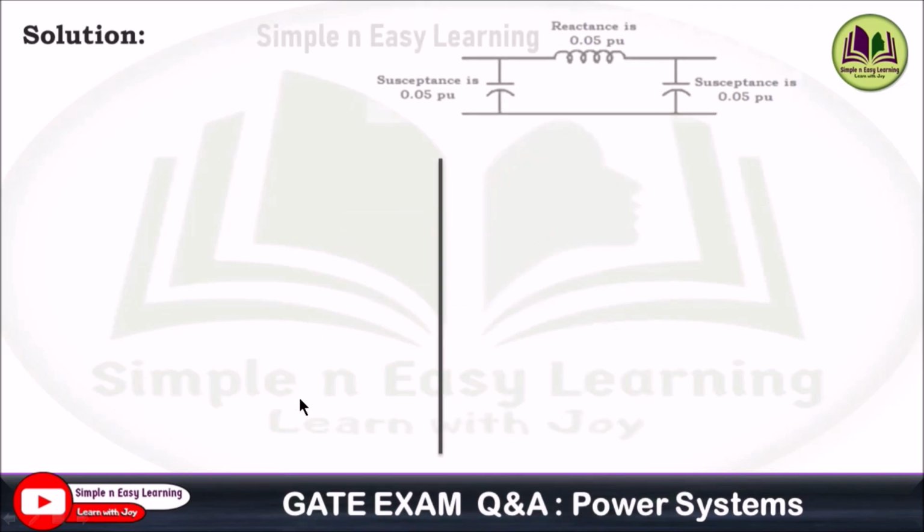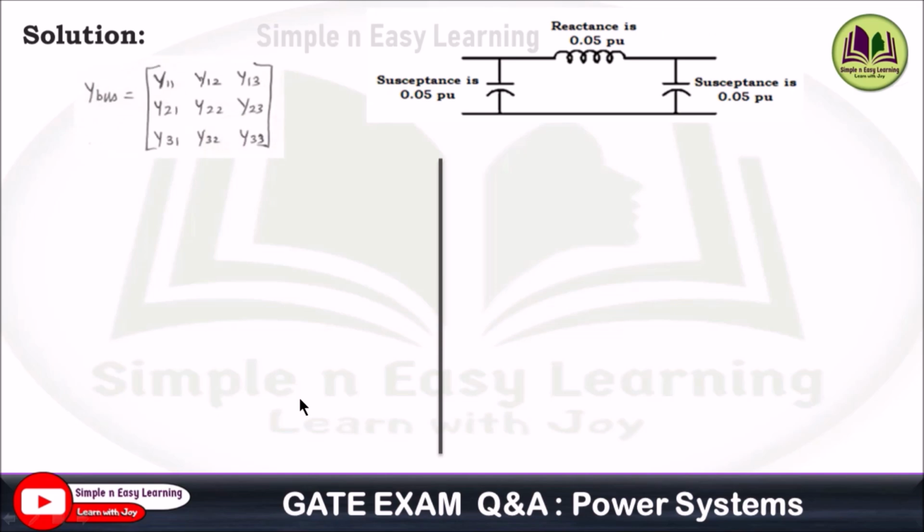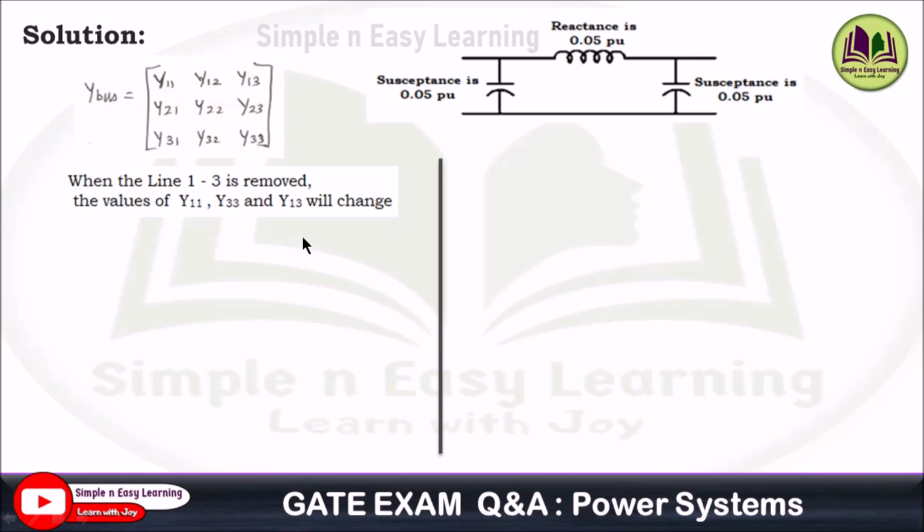Solution. Consider this diagram. The Y bus matrix is a 3 cross 3 matrix: Y11, Y12, Y13, Y21, Y22, Y23, and Y31, Y32, Y33. When the line 1 and 3 is removed, three values will change in this Y bus matrix. Y11 will change, Y33 will change and Y13 will change. These three values will change, and the remaining elements remain unchanged.